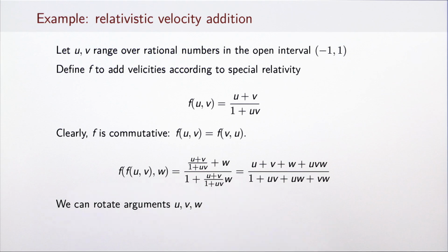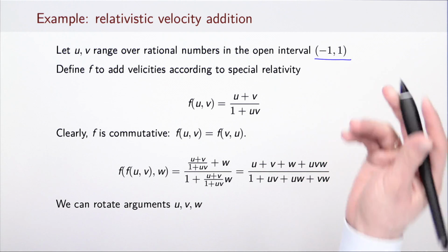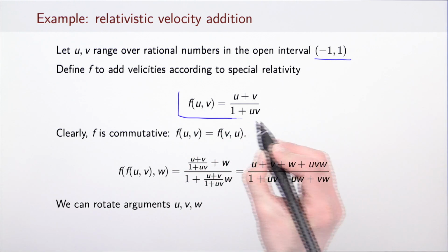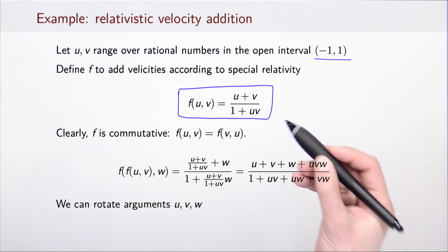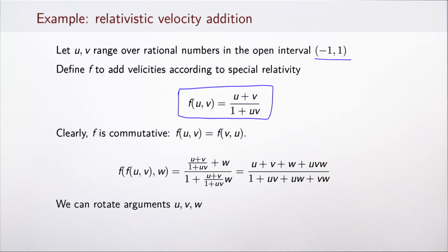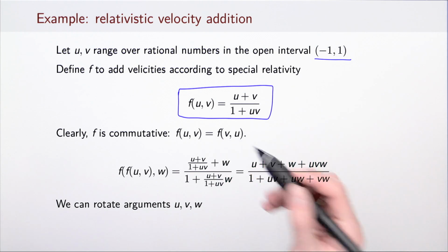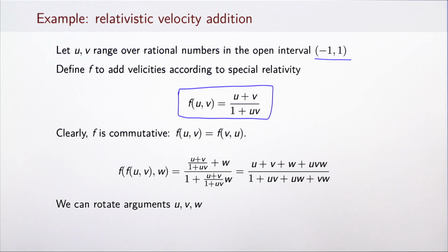Here's another example. Suppose that u and v are rational numbers in the open interval between -1 and 1. We can define f using the following expression. This is a nice symmetrical expression, and it is straightforward to verify that if u and v are in this interval, then the result is also in that interval. In fact, this is not an arbitrary expression. It corresponds to addition of velocities in special relativity theory when these velocities are in one dimension and normalized to the speed of light.